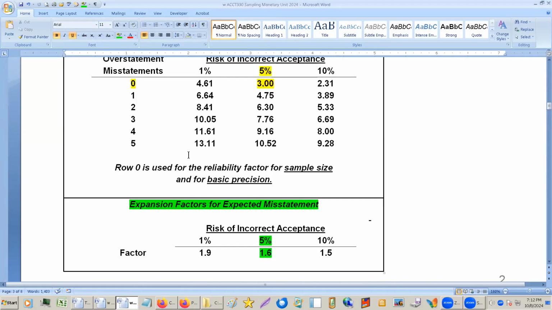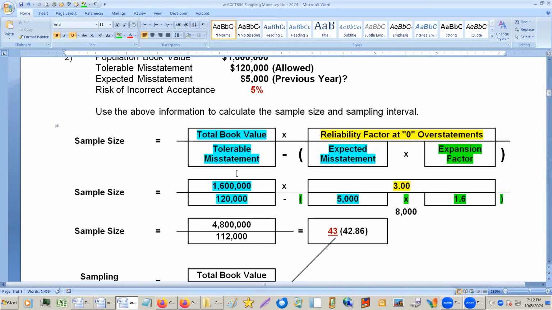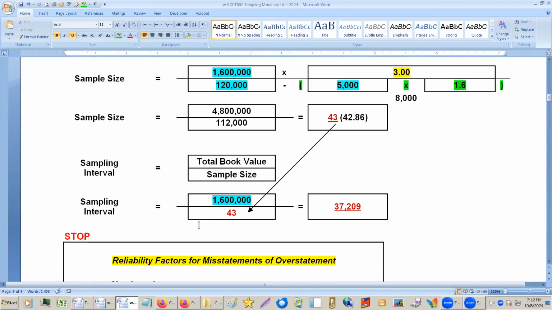Okay, so last time we ended up calculating the sample size, and from the sample size, we would get the sampling interval. If you recall from last time, I'm telling you this.